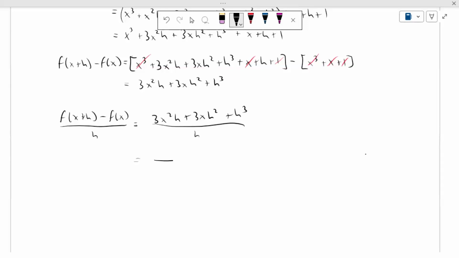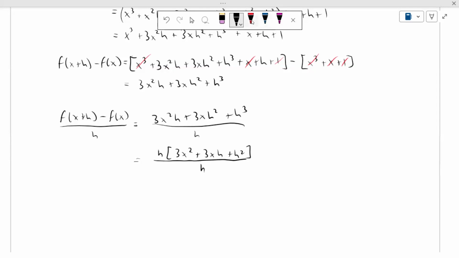Okay, but the only way that we can cancel something in the denominator with something in the numerator is if we have common factors. So we're going to have to factor, right? So up top over here, I see that I can pull out an h from all 3 of these terms. So I get h times 3x squared plus 3xh plus h squared, right? And that's all divided by h.